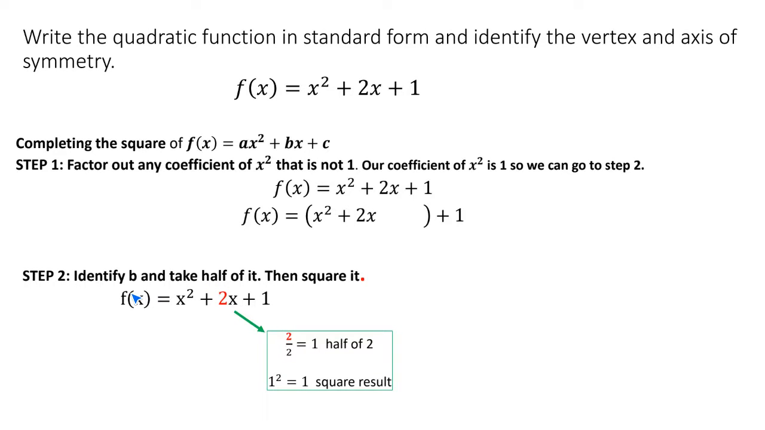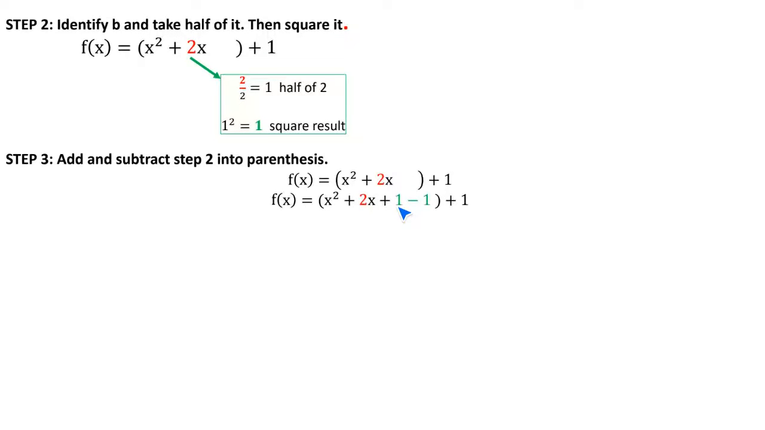So step 2, identify b. b is this number in front of x, in this case 2. I'm going to go ahead and take half of it. So 2 divided by 2 is 1. So that's a half of 2. And then we have to square it. So 1 squared is equal to 1. Are there any questions on step 1 and step 2? Okay. So now that we have our number that's squared, we're going to go to the next step, which is to add it to the parentheses, but we're also going to subtract it.